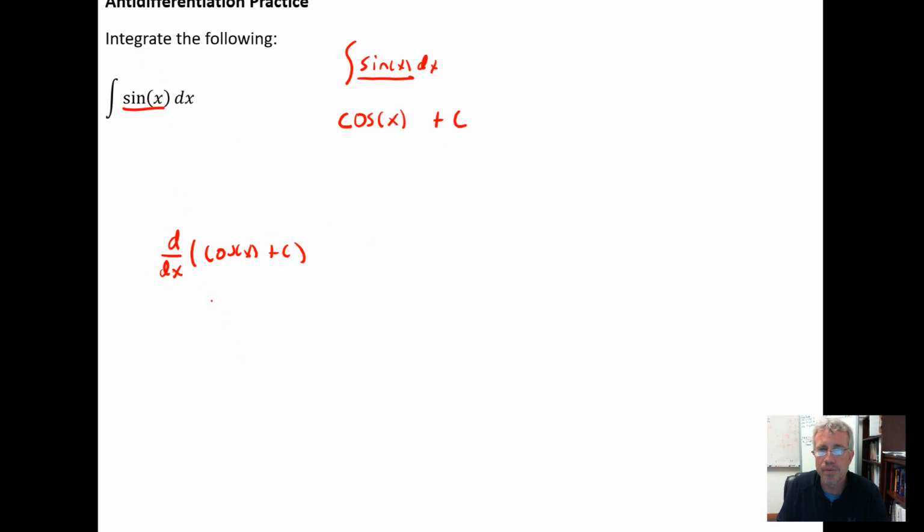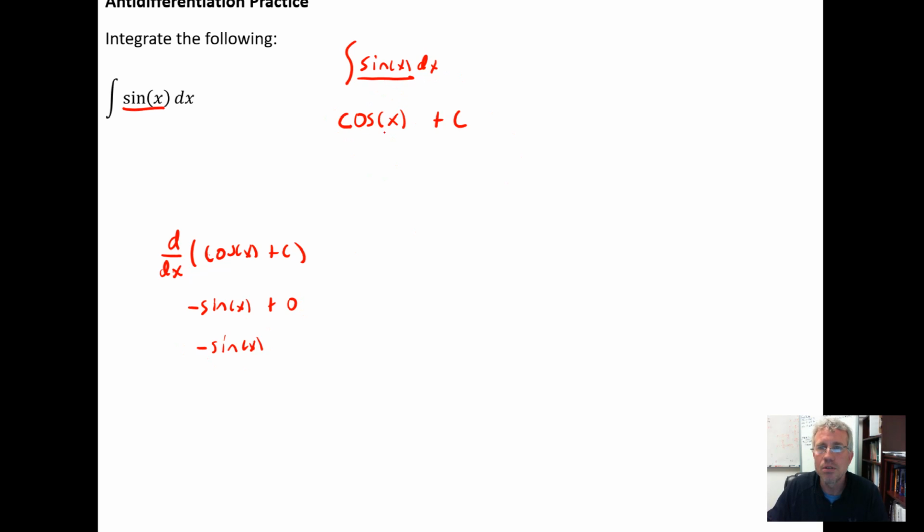But if I take the derivative of this, I realize I have a problem. I get the derivative of cosine is minus the sine of x, plus the derivative of c is 0, because the derivative of a constant function is always 0. And so you get minus the sine of x. So you know that you've made a mistake.